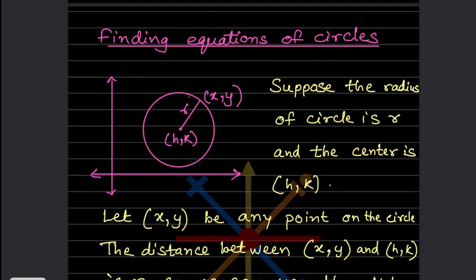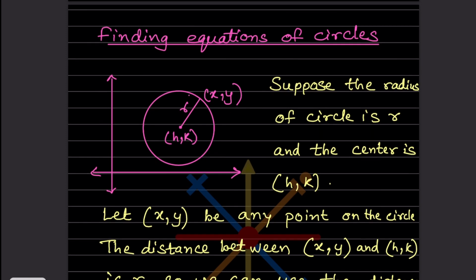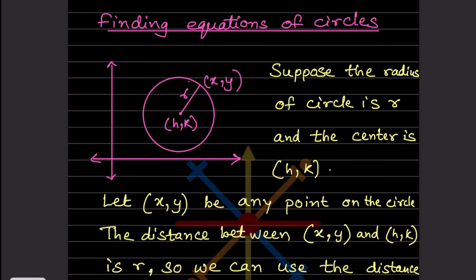Now see how to find the equation of circles. Suppose this is the circle, and the center of the circle can be written as H and K, and from here to here is the radius, and this point is X, Y. So suppose the radius of the circle is R and the center is H, K. Let X, Y be any point on the circle. This is the circle, and on it there is a point on the circle.